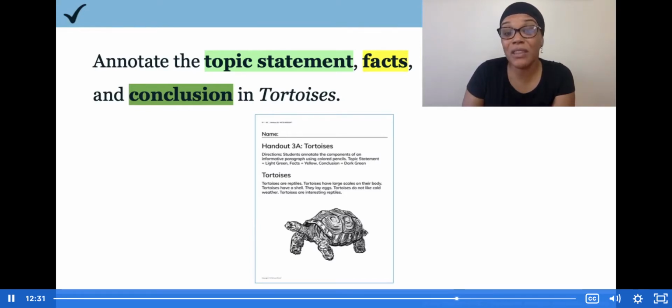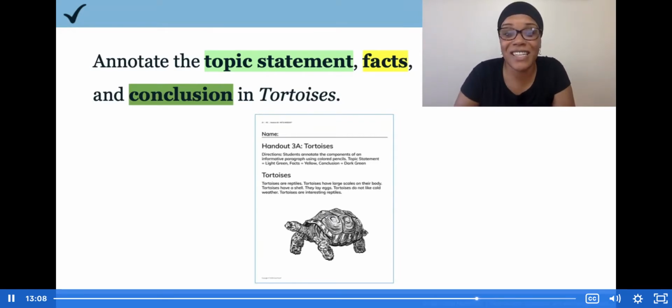I'm going to read the paragraph, and after I read the paragraph, I'll guide you as you annotate or highlight the different parts of the paragraph. Are you ready? Tortoises. Tortoises are reptiles. Tortoises have large scales on their bodies. Tortoises have a shell. They lay eggs. Tortoises do not like cold weather. Tortoises are interesting reptiles.